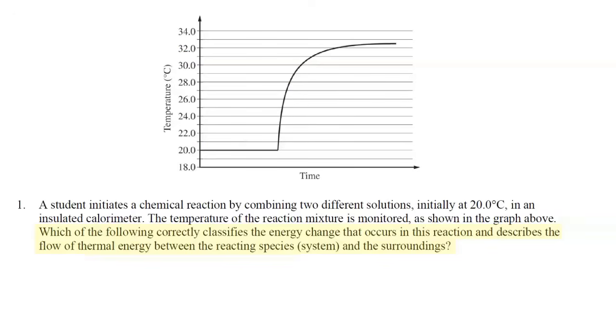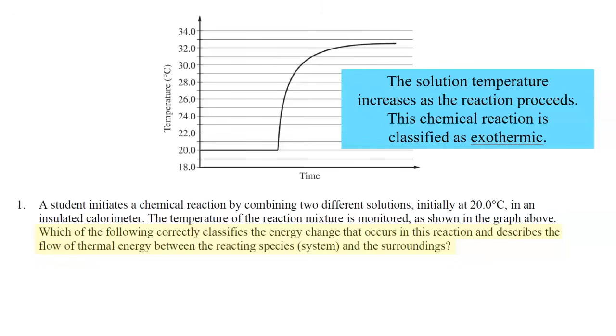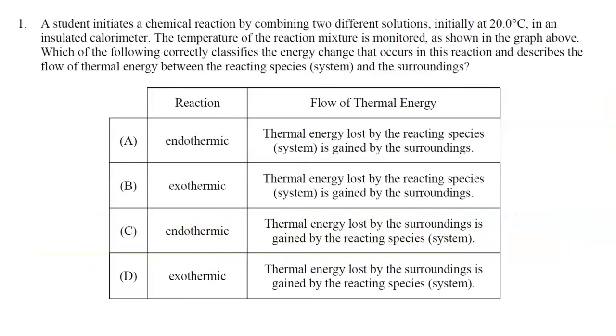So back to this question and the diagram, the initial temperature of the solutions before they were combined was 20 degrees Celsius, and we can see that over time the temperature increases. So now that we know that the solution temperature increases as the reaction proceeds, we can conclude that this chemical reaction is classified as exothermic. Here are the four choices.